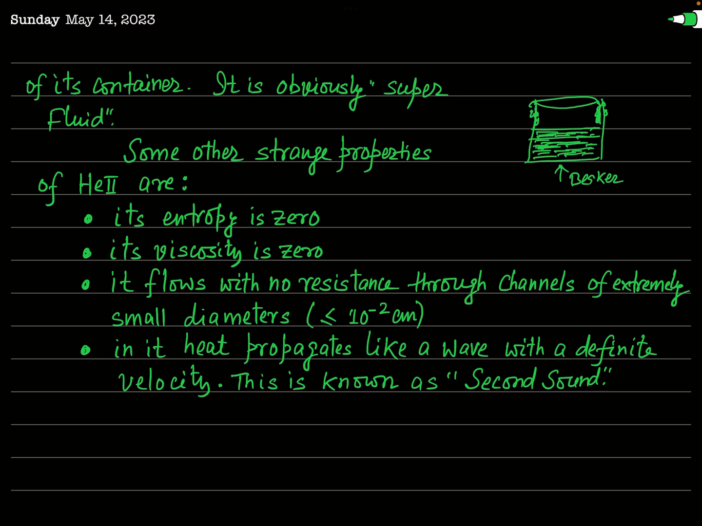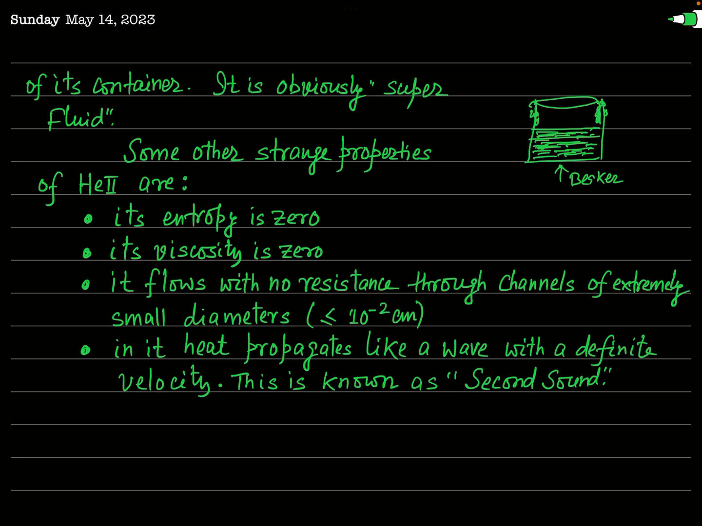If it is placed in an open beaker, the liquid will crawl up the wall, across the rim, and out of the beaker. So this will drip from the outside wall. This is a very strange property. Such a property is not seen in case of a normal liquid. And that's why we simply say that helium is a superfluid.